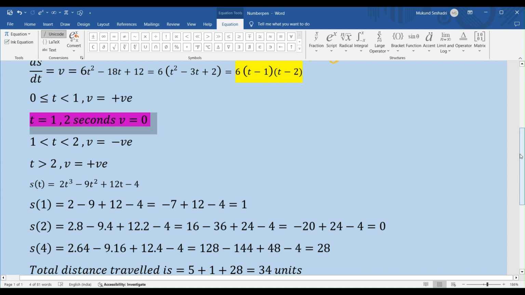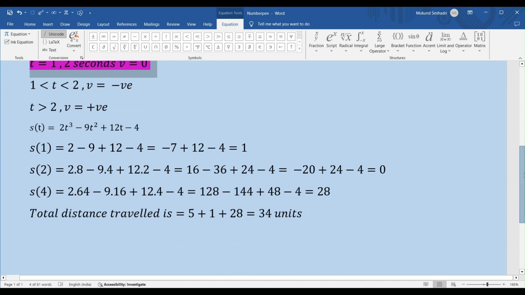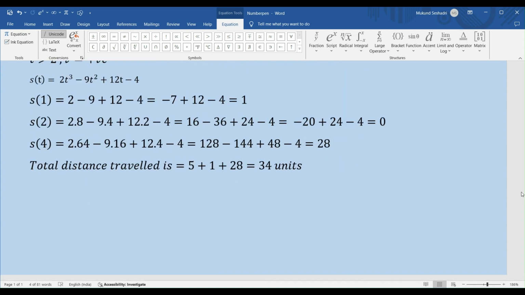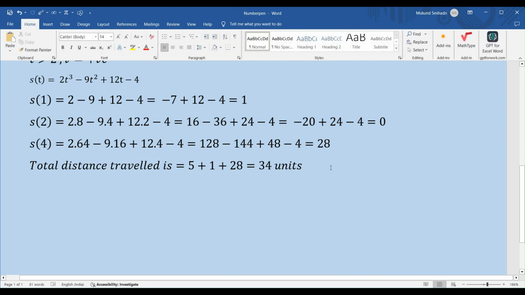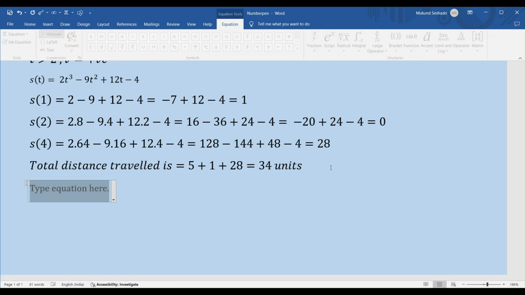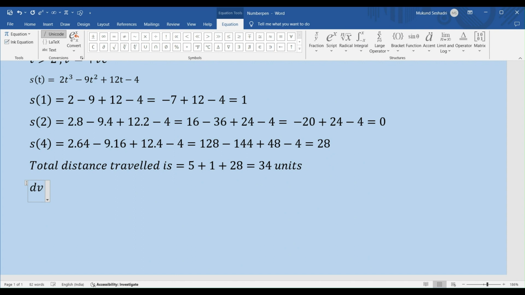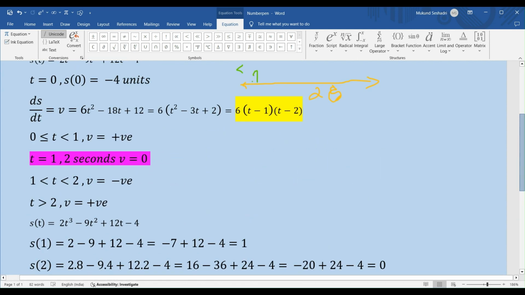So how do we go about doing this? I know that my acceleration is dv by dt. What is your acceleration? It is nothing but your rate of change of velocity, right? How quickly are we accelerating? I mean, it's nothing but the rate of change of velocity, right? And I know that my velocity is nothing but 6t square minus 18t plus 12, right?